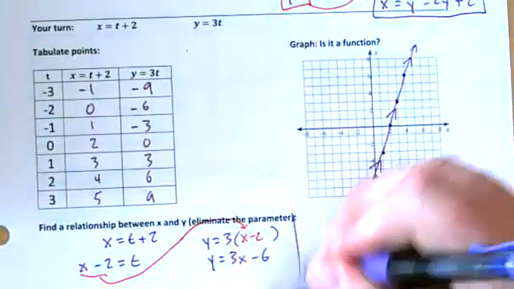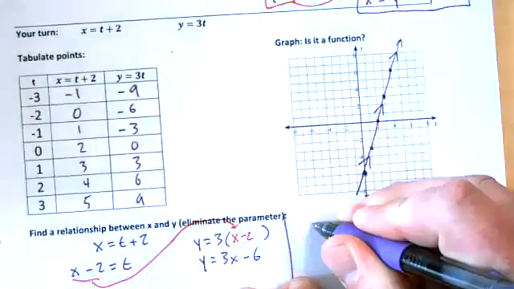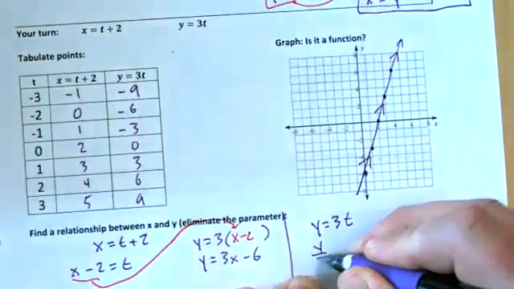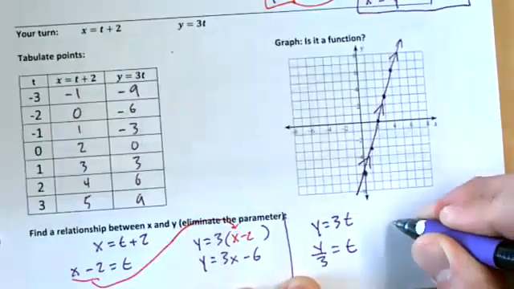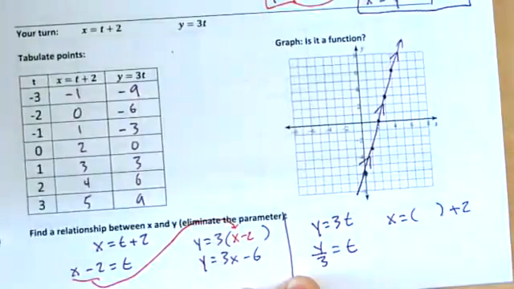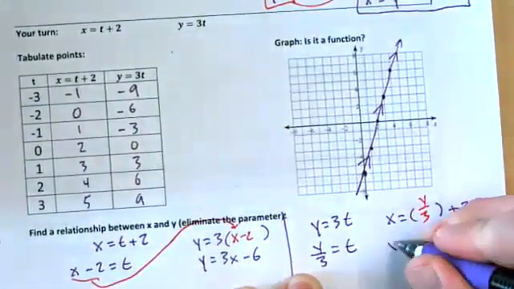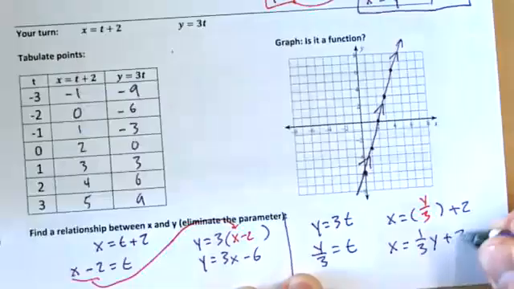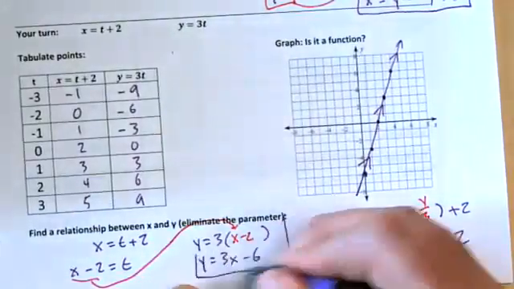Out of curiosity, how would this have gone if I eliminated the other way around? So y equals 3t. So y over 3 equals t. And x equals t plus 2. Put in that y over 3. Good. x equals 1/3 y plus 2. I guess both of those would be acceptable answers.